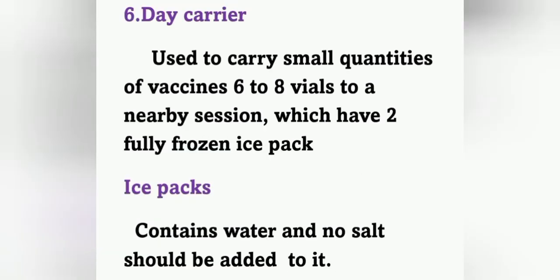Next equipment is the day carrier. This is also used to carry small quantities of vaccine, that is 6 to 8 vials, and it contains 2 fully frozen ice packs. We can carry this only for a few hours because it contains only 2 fully frozen ice packs, so only within a limited period can we use this day carrier. And the next equipment is the ice pack. It contains water and no salt should be added to it.